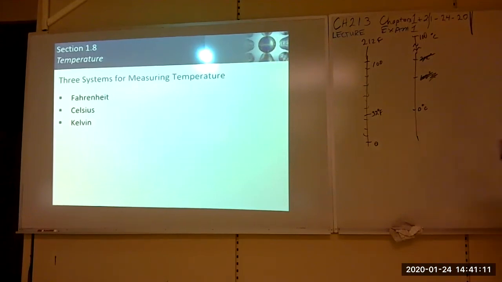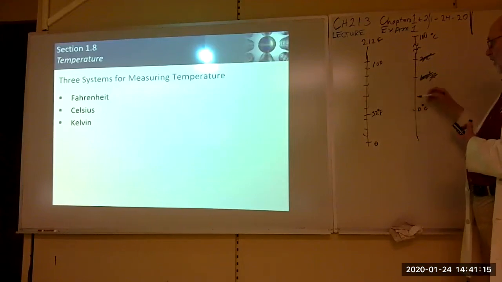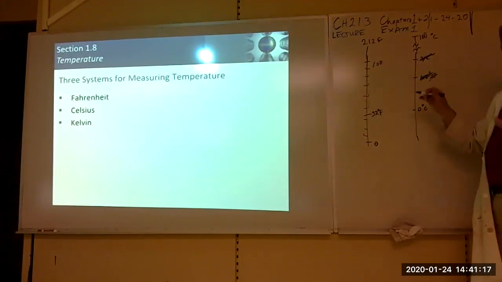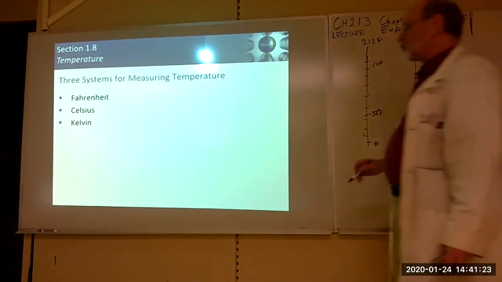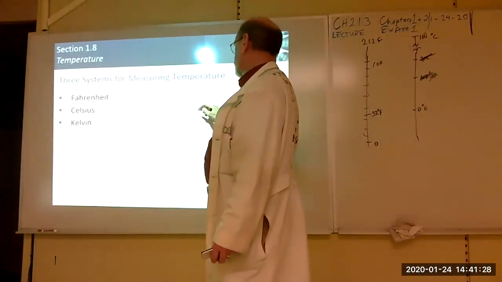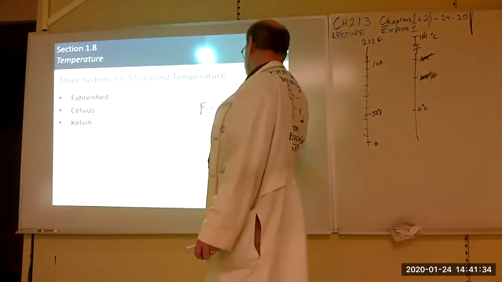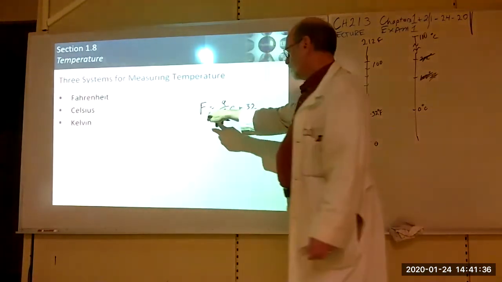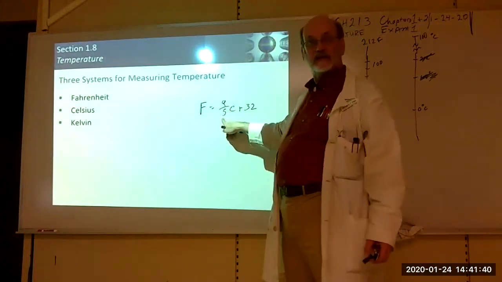Right? The size of the degrees are different. The size of this degree is much smaller than the size of this degree. So you have to make that adjustment. And then you have to make the adjustment for the 0 position. Right? So the conversion then is from centigrade to Fahrenheit. I always remember it this way: Fahrenheit equals 9/5 C plus 32. Your book probably says 1.8, which is the same thing.